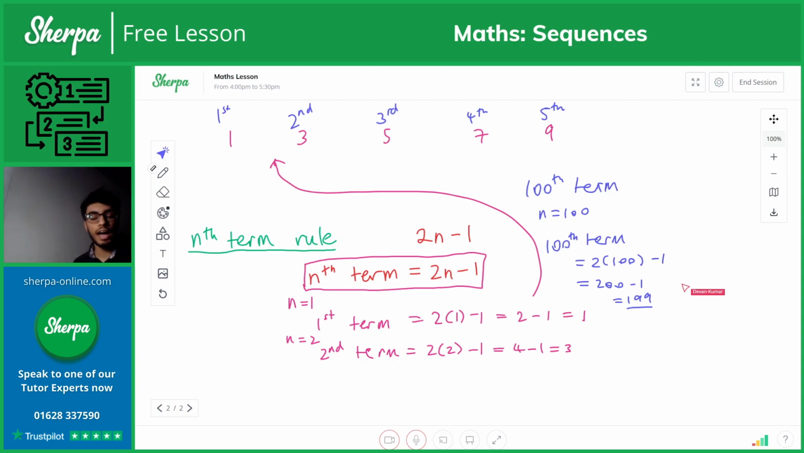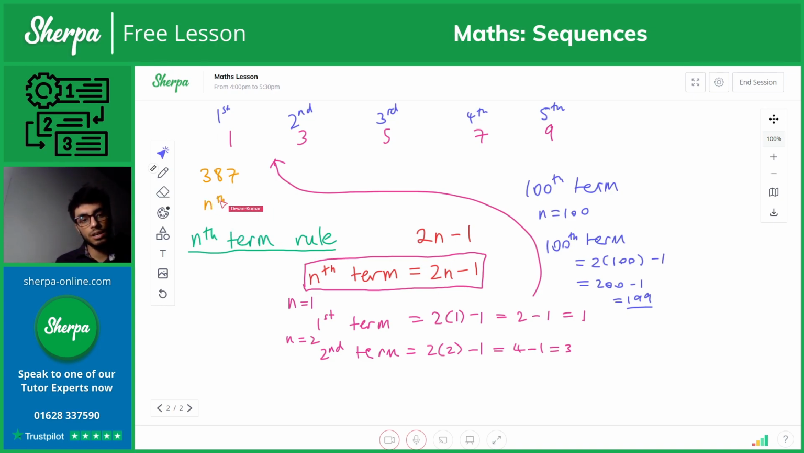And all of a sudden, I actually know what the 100th term is. And that's really useful. So that's a reason for using the nth term. Equally though, what if I said to you, I know that the term 387 is in the sequence, but I don't know what term it is. Well, notice what we can do here.